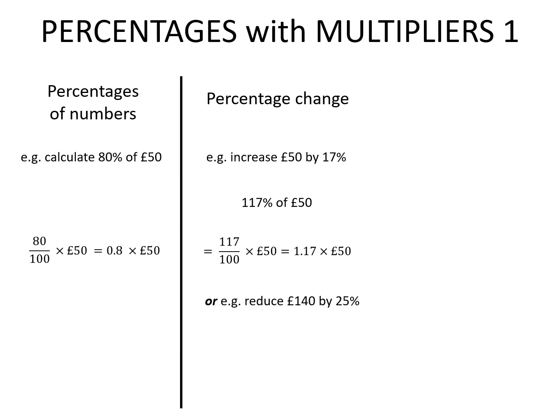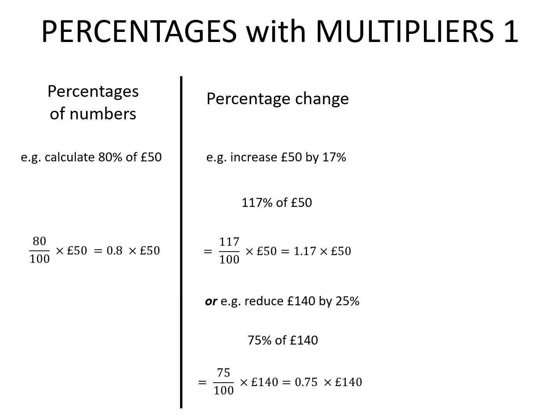In the same way, to reduce by a percentage, you just have to ask yourself, what percentage of the original amount will I be left with? In this case, it's 100% minus the 25% reduction, or 75% of the original quantity, 0.75 times.